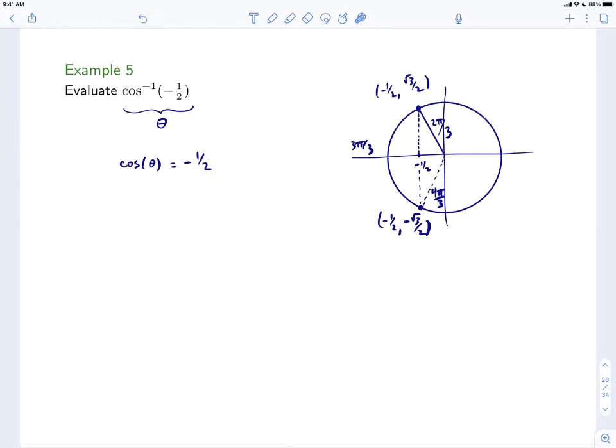But of course there are infinitely many because we can just keep going around the circle. We can go around the circle as many times as we want in either direction. But again, we're not interested in all possible thetas. We're only interested in one. We're looking at cosine theta on a restricted domain. Remember, the restricted domain for cosine is 0 to pi. So that's the top half of the circle here.